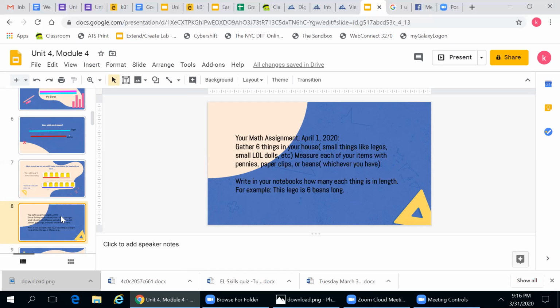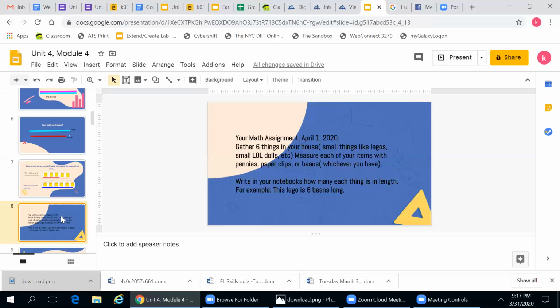So I want you to write this in your notebook. This is your math assignment. You're going to have 6 things that you have to find. So Legos, small LOL dolls, any little tiny thing. And you're going to measure it with whatever you want. If you have Lincoln cubes or Unifix cubes, that's great. You could use those. If you have paper clips, you could measure with those. I hope most of you have pennies. You could measure with pennies.